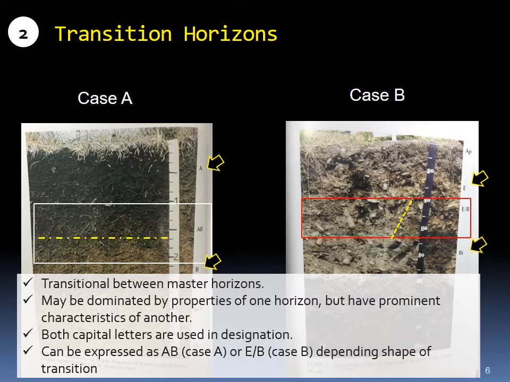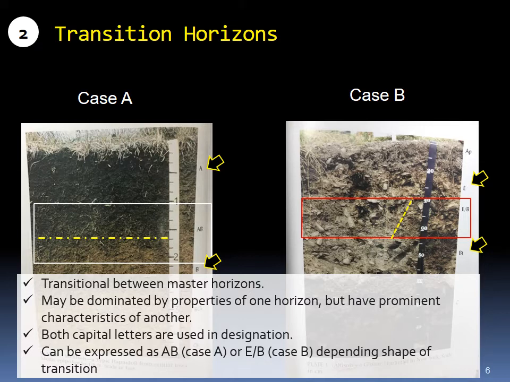Now, you would also see something else. In case A, we write it as A, then B. So it's A, B. Can it be B, A? Well, yes. It depends on which horizon is more prominent, or which properties of the horizon is more prominent in that transition layer. Now, if you look at the thickness, you would see that the property of A is more prominent than B in the transition horizon as in case A. That's why we write it A, B.